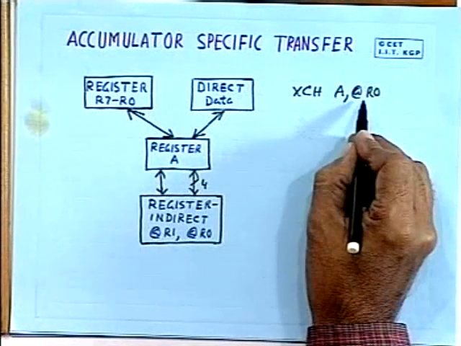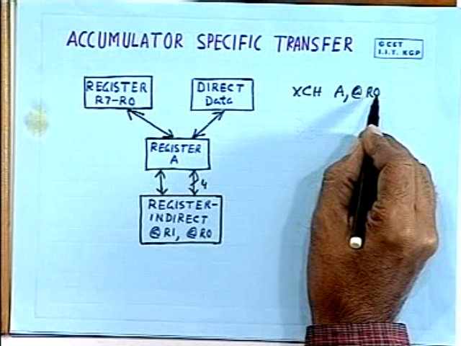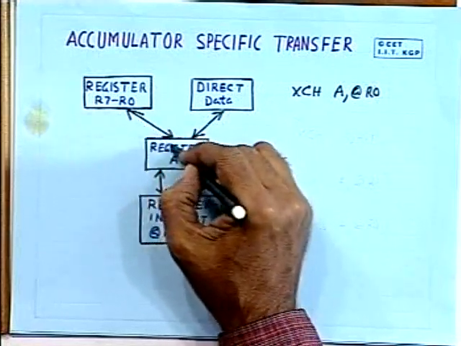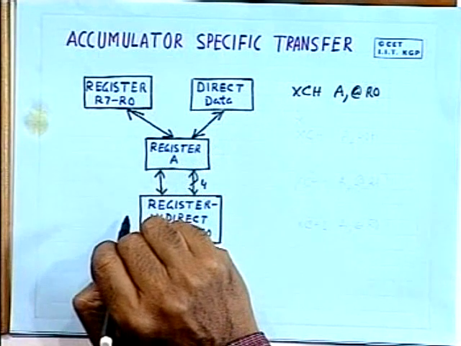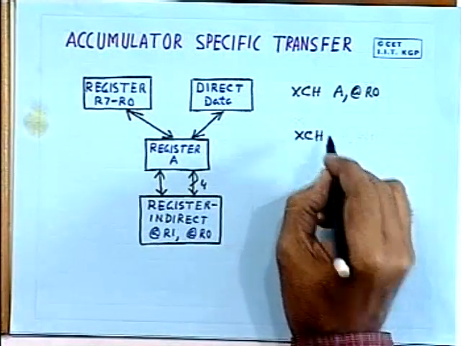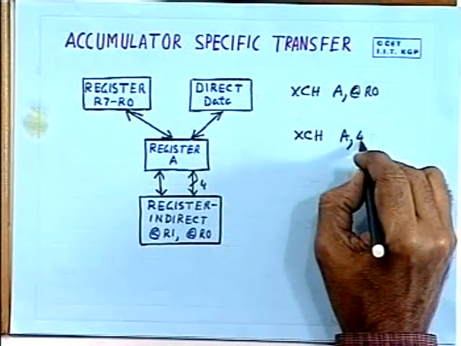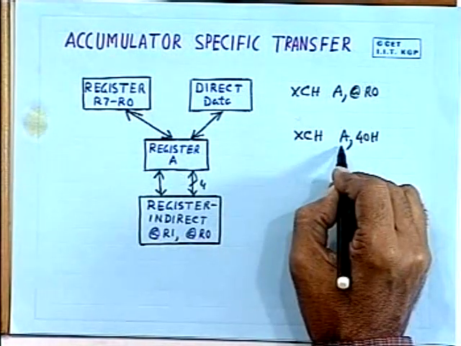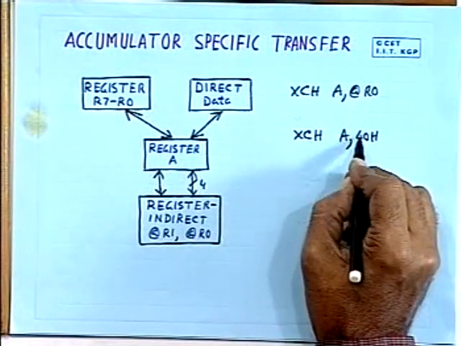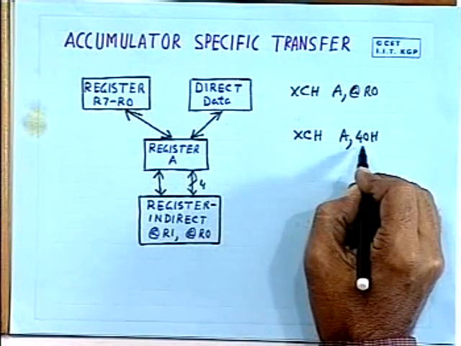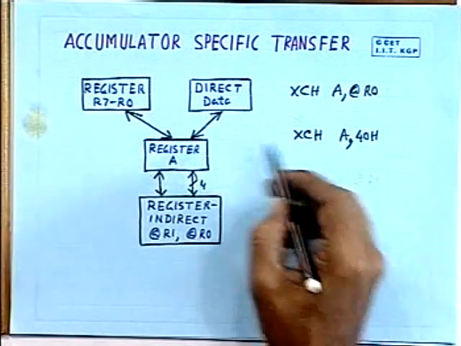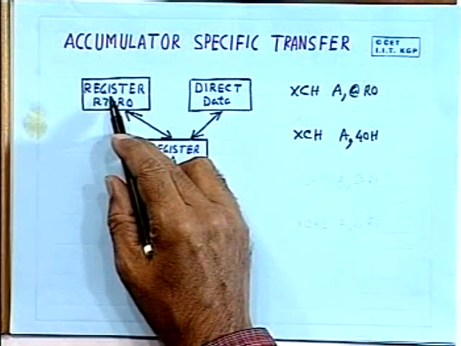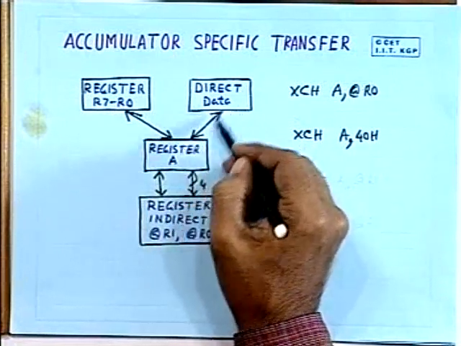The exchange of data takes place between register R0 of the selected bank and the accumulator. So you are exchanging data between a register and the accumulator, or you can exchange with direct data 40H. That means whatever was the value in memory location 40H will come to the accumulator, and the content of the accumulator will go to memory location 40H. That means within the processor. So this is the direct data transfer, and the previous is an example of register addressing, where exchange takes place with a register, here with a memory location.